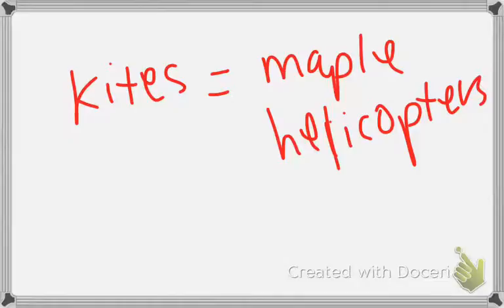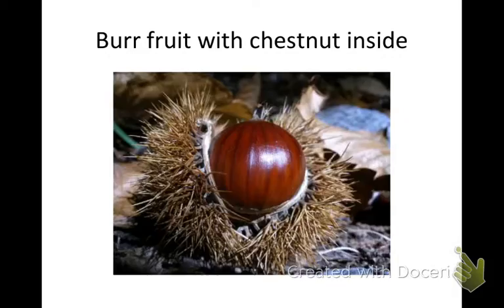And then you have things called burrs, like the chestnut tree. So put out beside there, chestnut for burrs. It has these pokey little spikes all over it. And unlike those kites where they're just going to be carried by the wind, those burrs have those pokey little spikes so that they can stick to the fur of animals and be taken from one place to another.